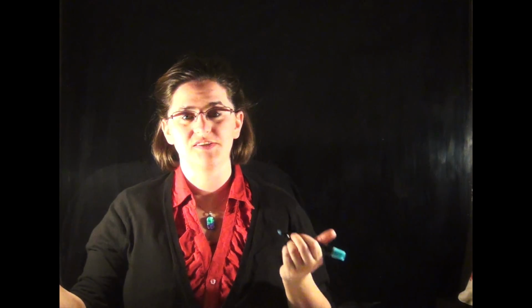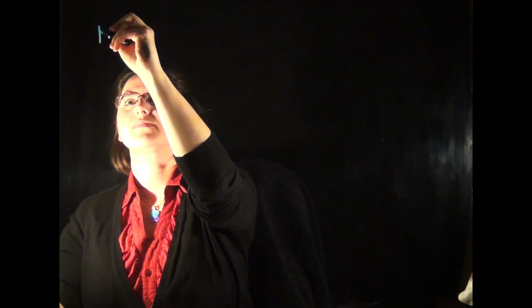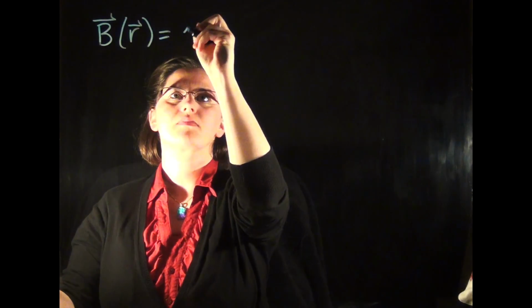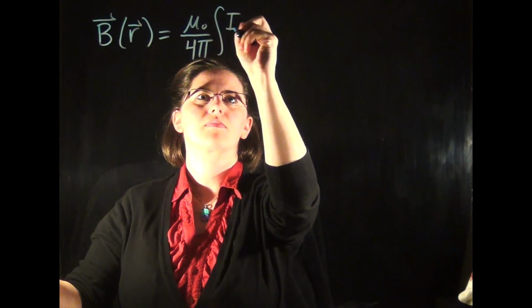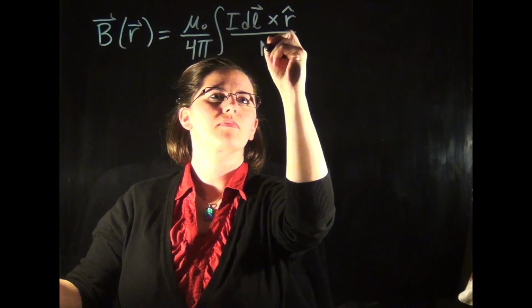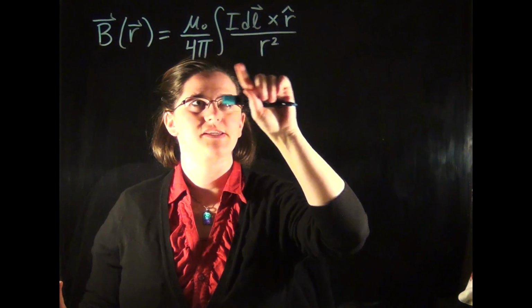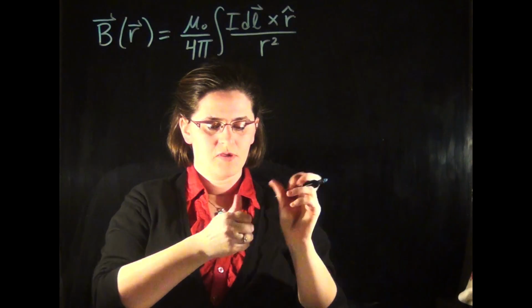The Biot Savart Law is used to find the magnetic field near a steady line of current. And it looks like this. Now let me tell you about the pieces in the Biot Savart Law.